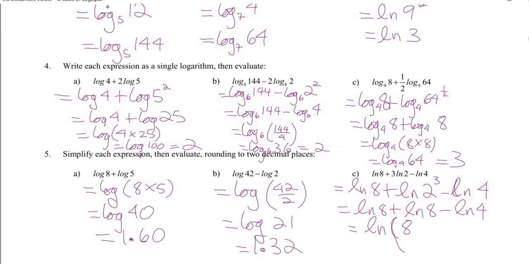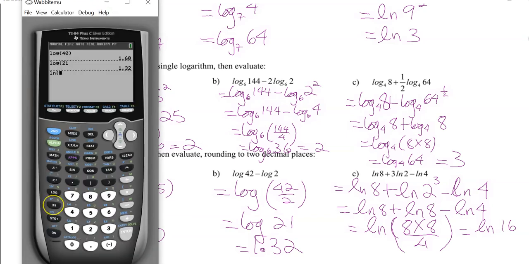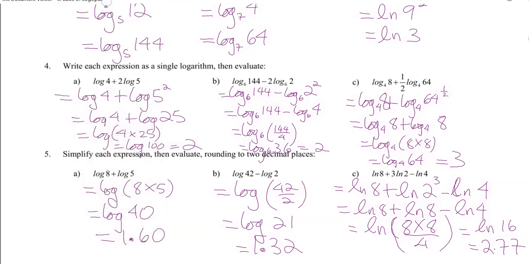What do we do with the plus? What do we do with the minus? Okay, so we're going to write that as the ln of, the plus 8 times 8, minus so divided by 4. What's 8 times 8 divided by 4? It's going to be 16. And what's the ln of 16? So we got our ln key, 2.77. And that's it. We're done.